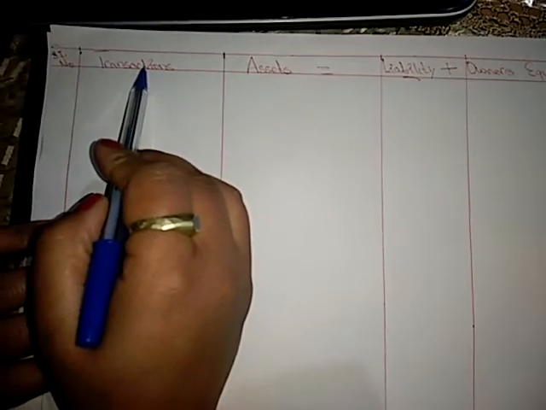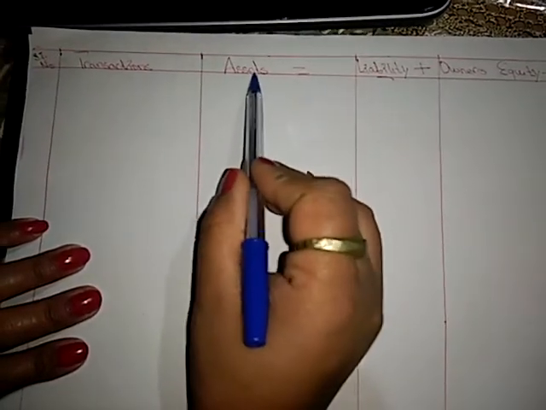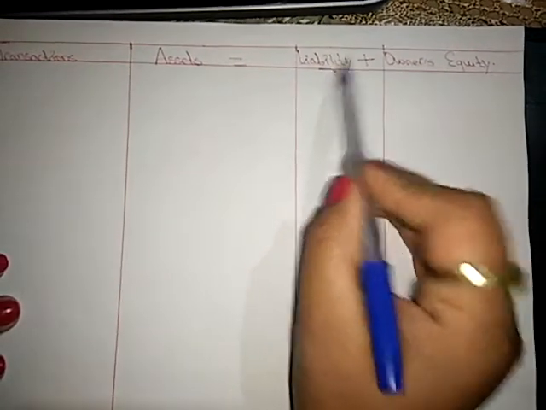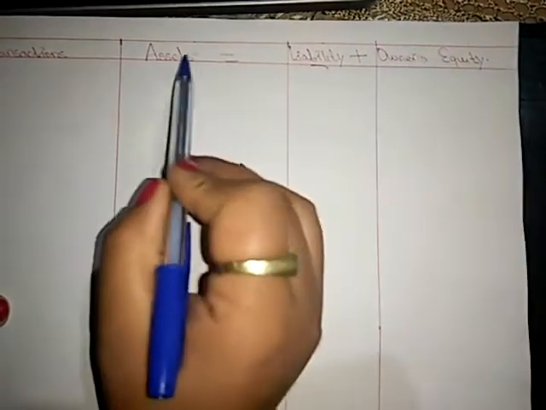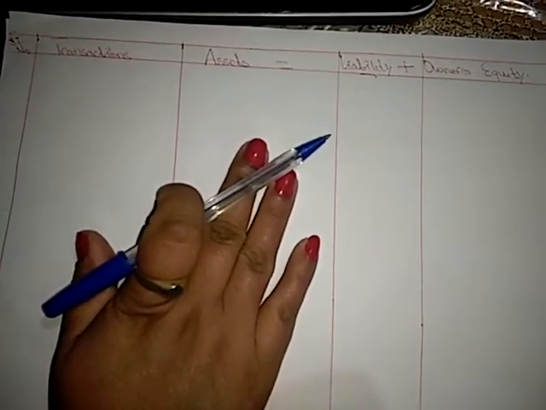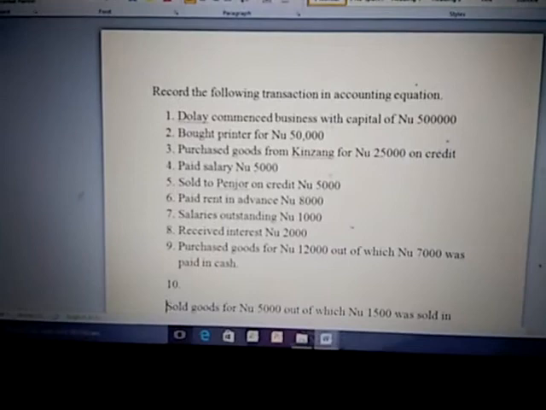Then in the accounting equation, your equation should always be assets is equal to liability plus owner's equity. When you add liability and owner's equity, you should get assets. So this is the format that you have to follow. Now let us go to the question. Record the following transaction in the accounting equation.